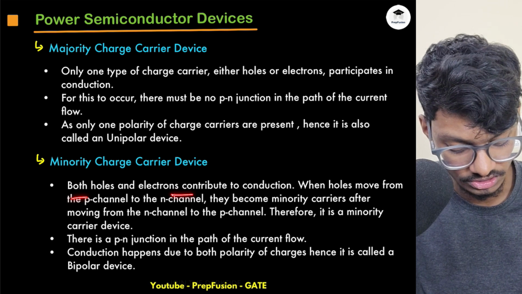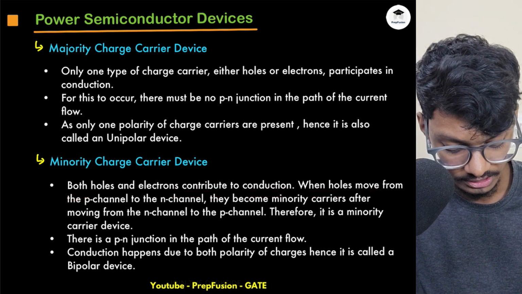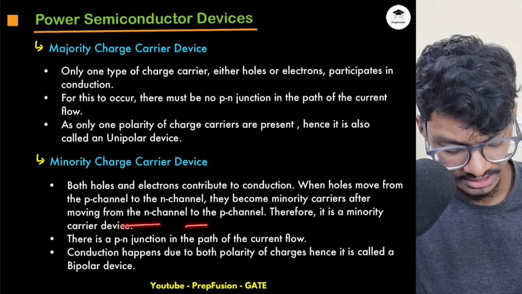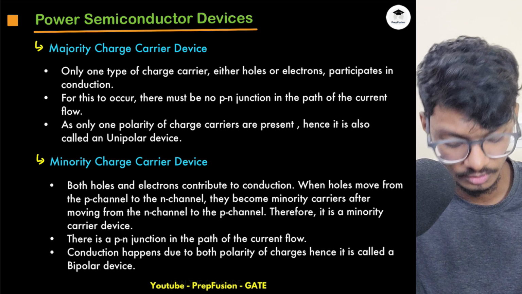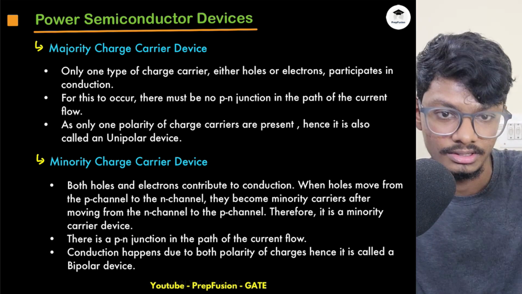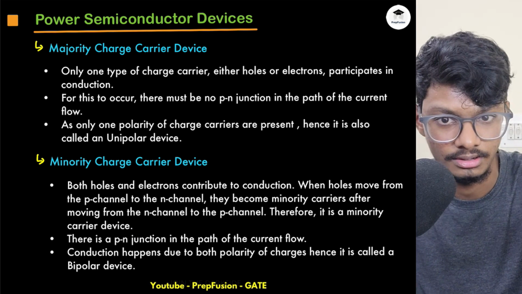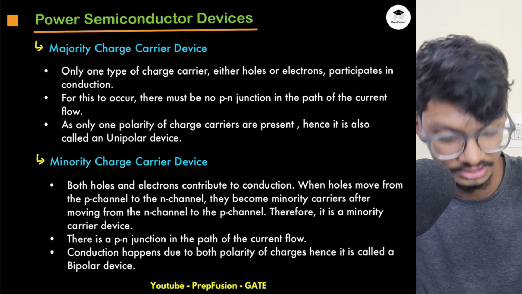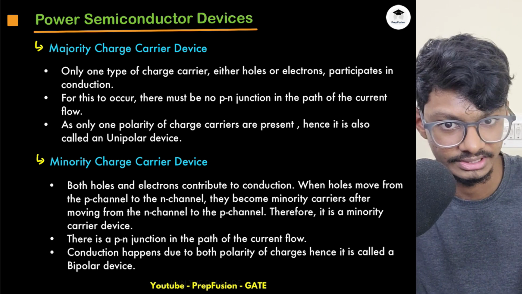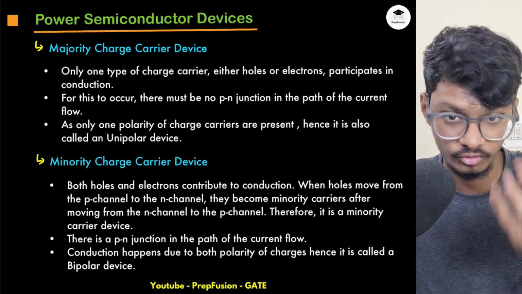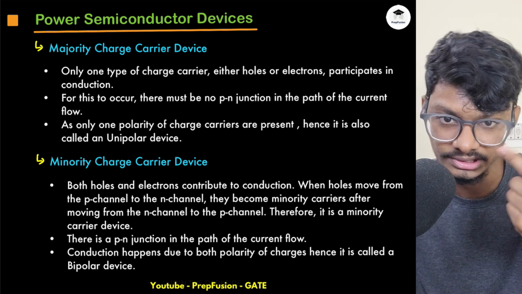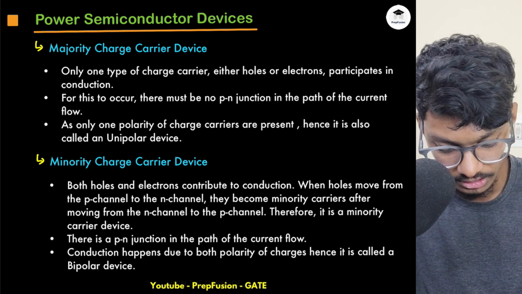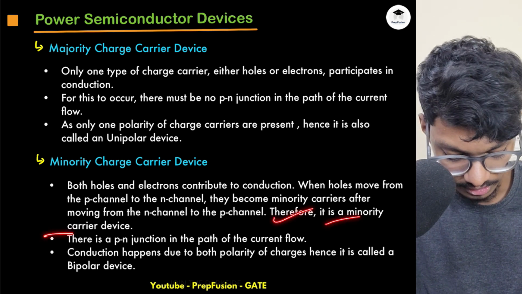So both holes and electrons contribute to conduction. When holes move from the p channel to n channel, they become minority carriers, and likewise after moving from the n channel to p channel. This happens because there is a PN junction, and they become minority charge carriers in the other layer. In their own layer they are majority, but in the other layer they become minority. If you're not understanding, please go to the prerequisites and watch the semiconductor physics videos. Therefore it is a minority charge carrier device.